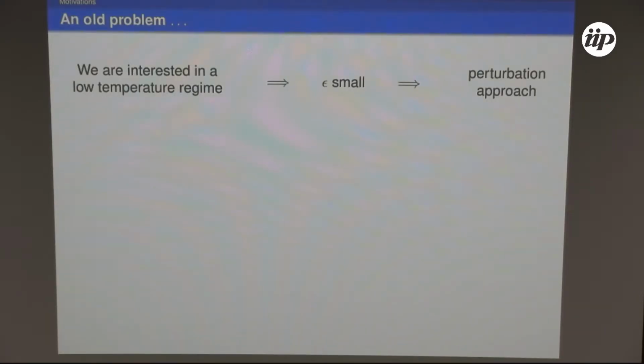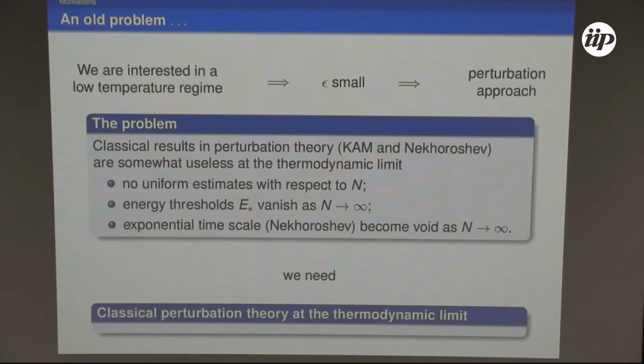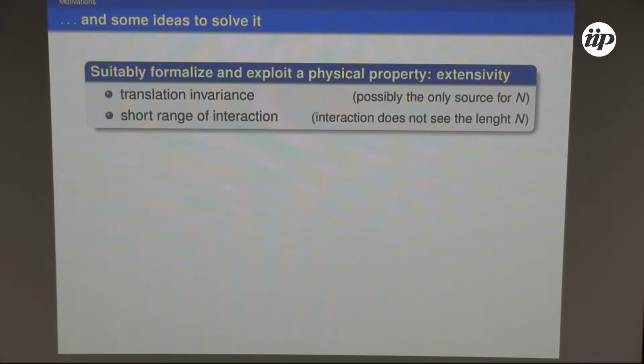So actually, since we are interested in a low temperature regime, we have something which is small. It is natural to try to use a perturbation approach. But classical perturbation theory results, like Nekhoroshev, are somewhat useless in the thermodynamic limit because we do not have uniform estimates with respect to n. The energy threshold vanishes, the exponential time scale becomes void. And so we need an extension of classical perturbation theory to the thermodynamic limit if we want to deal with this kind of problem. So we have an old problem and we need some new ideas to solve it.